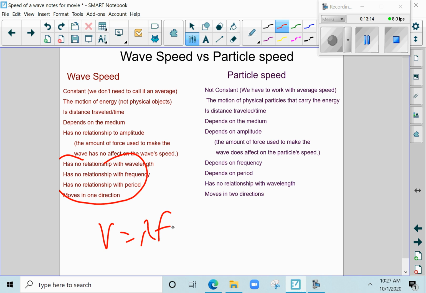Particles don't have a constant speed. They're always speeding up and slowing down and changing direction. They are actually physical objects that are carrying the energy, so they're governed by Newton's laws. The definition of speed is distance over time. It does depend on the material, because the more rigid the material, the faster we're going to move up and down. It does depend on amplitude, but not wavelength. It does depend on frequency. It does depend on period. And it has no relationship with wavelength whatsoever. And it moves in 2 directions, because particles are going to move up and down or forward and back.